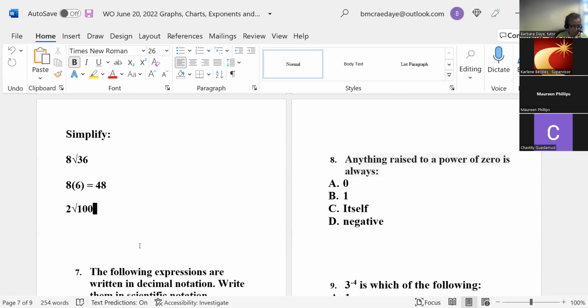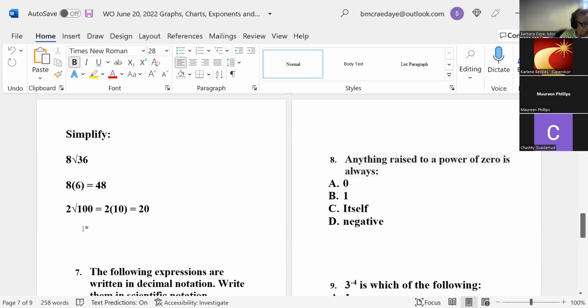10. Okay, so this then becomes 2 times 10, and the answer is what? 20. So you understand that sometimes you simplify to a number because you know the square root of 100 is a 10. That's why I put another one in there.